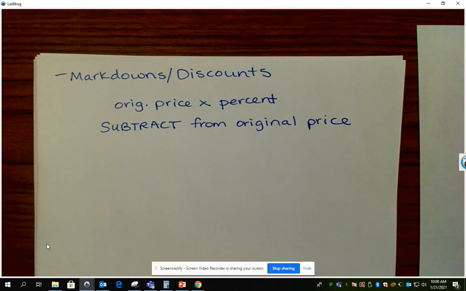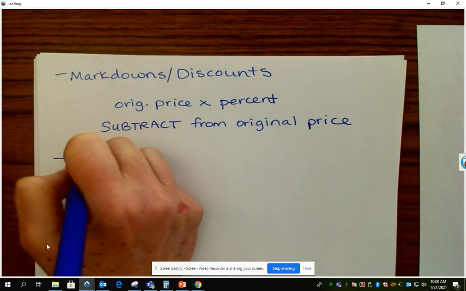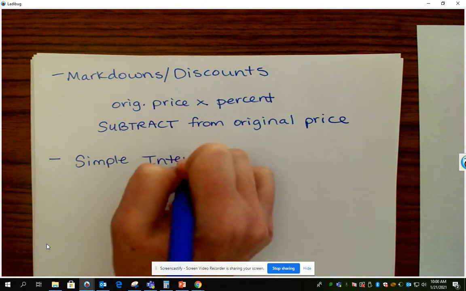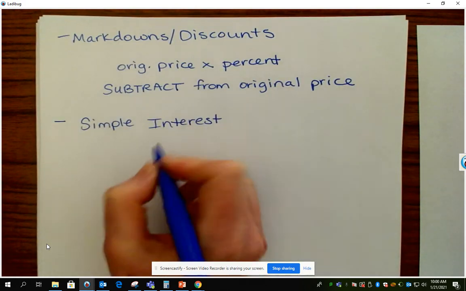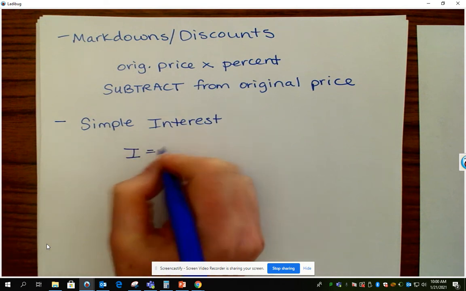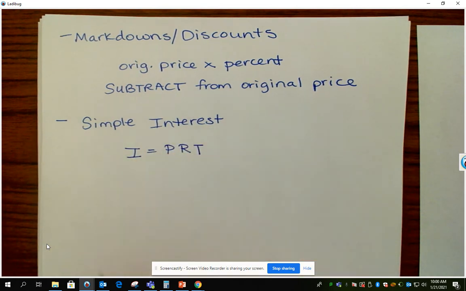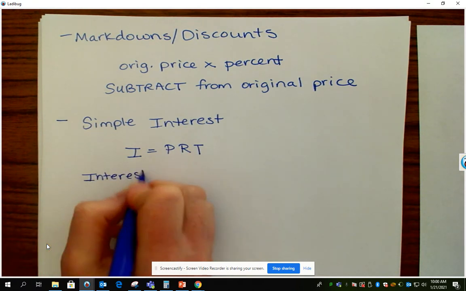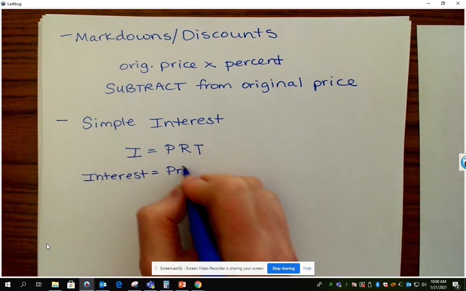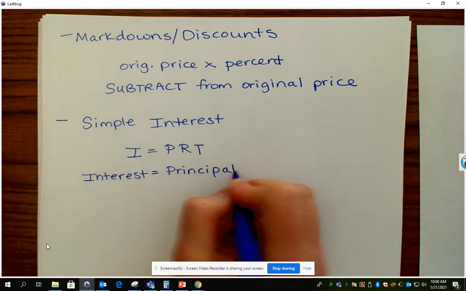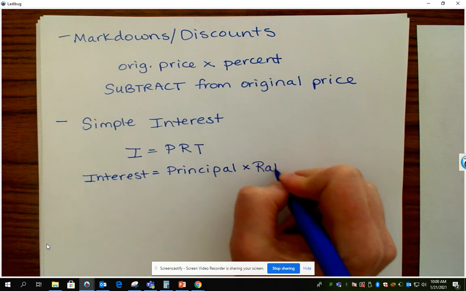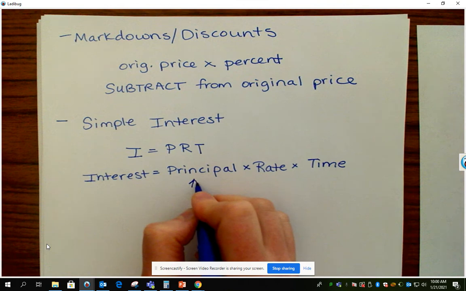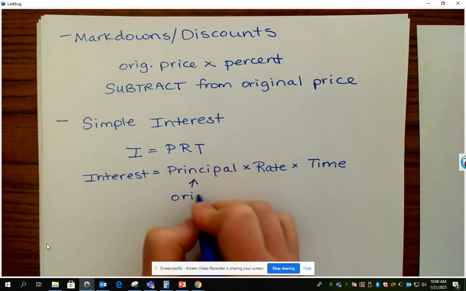All right, and then the last thing for your review notes, make sure that you know the formula for simple interest and what each letter stands for. Okay, so remember the simple interest formula was I equals PRT, and that stood for interest equals principal times rate times time. Remember, the principal was the original amount or the amount that you borrowed.